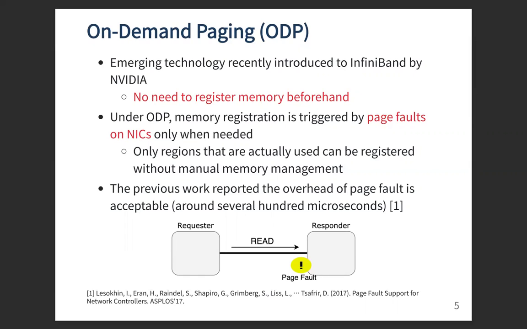In the figure below, if the requester tries to access the memory of the responder and the memory region of the responder has not been registered, a page fault happens on the responder, and memory registration to the buffer is conducted at that time. Previous work reported the overhead of a page fault is around several hundred microseconds, and it's acceptable.